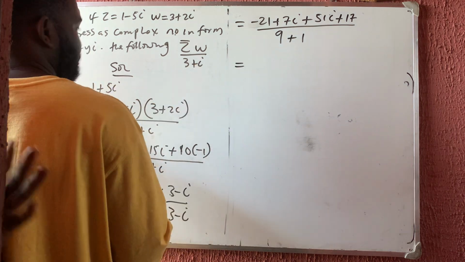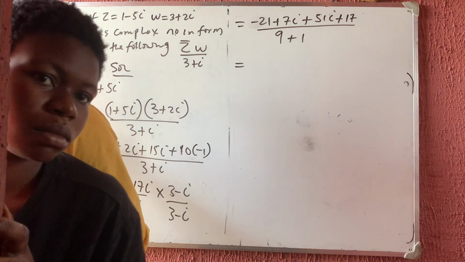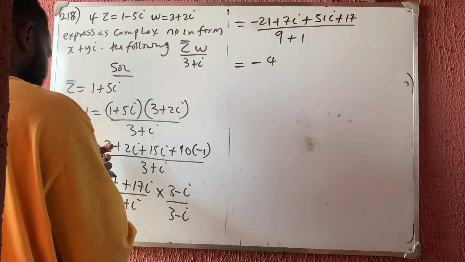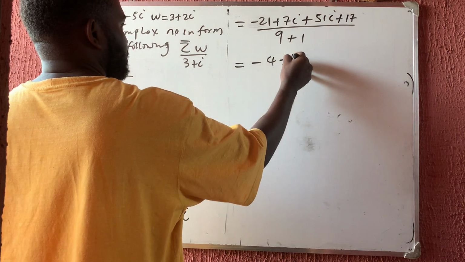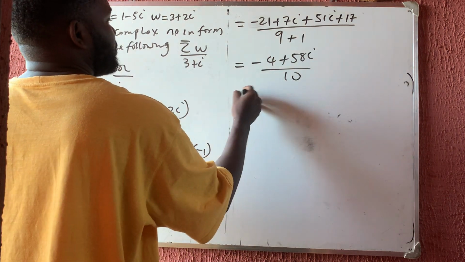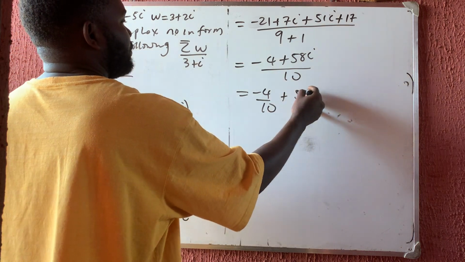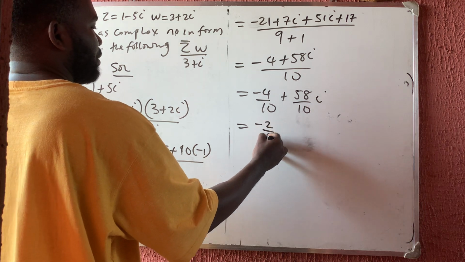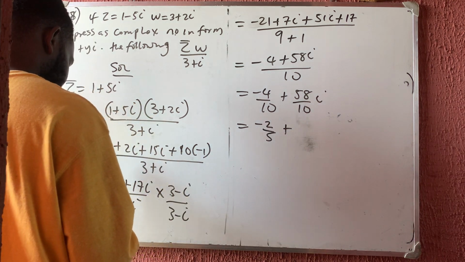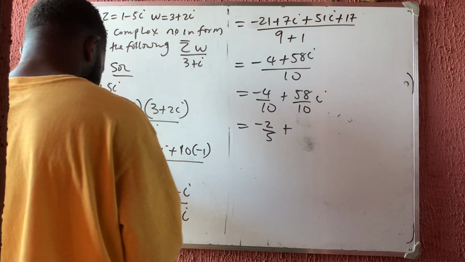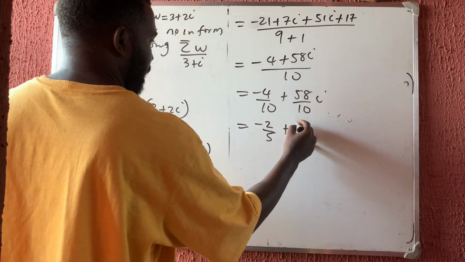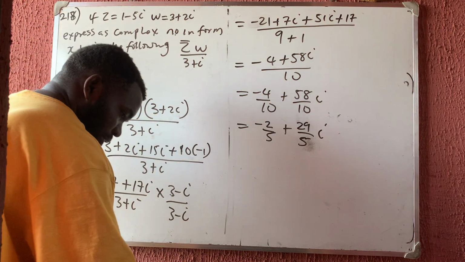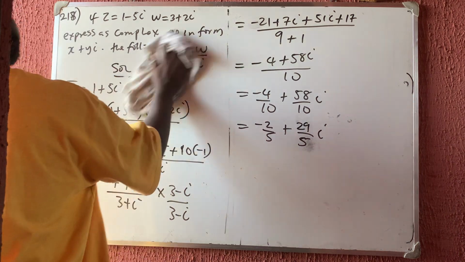So I have minus 21 plus 17, I have minus 4. Then 7 plus 51, I have 58. So I have minus 4 plus 58i all over 10. So I'm having minus 4 over 10 plus 58 over 10i. So I have minus 2 over 5 plus 29 over 5i. So that is the complex number. So we move to the next one.